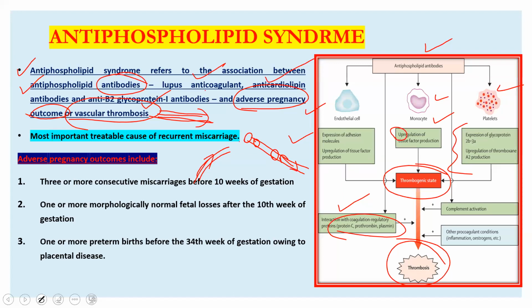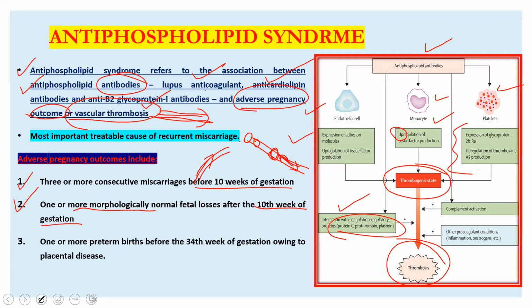So what will happen is that there is a clot, so there is no free flow. What will happen in that scenario? It will bring about an adverse pregnancy outcome. If a lady has antiphospholipid antibody syndrome, there are going to be 3 or more consecutive miscarriages before 10 weeks of gestation, plus 1 or more morphologically normal fetal losses after the 10th week of gestation.